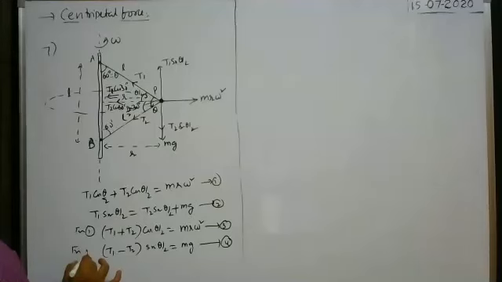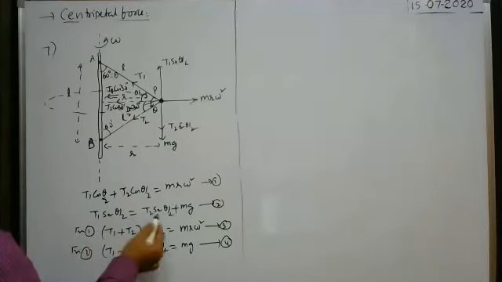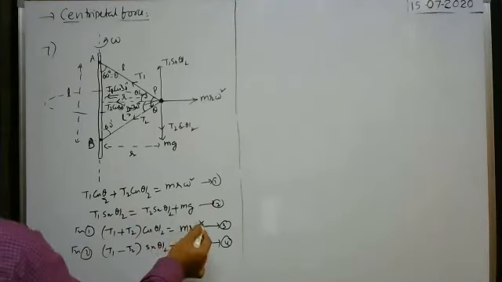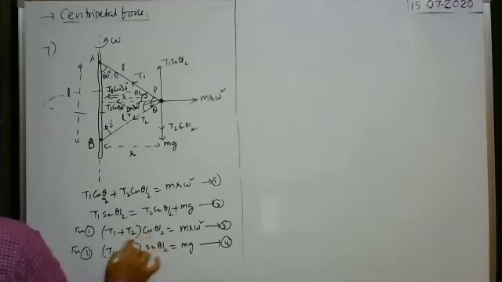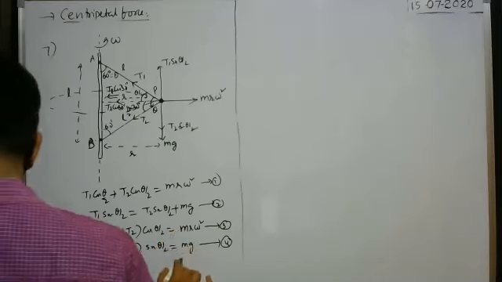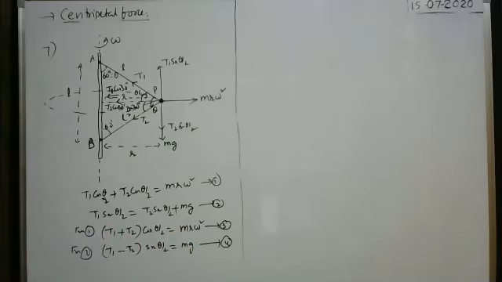So from the second equation we got T1 sin theta by 2 minus T2 sin theta by 2 is equal to mg. Or you take sin theta by 2 common in both terms, then you will get T1 minus T2 into sin theta by 2 is equal to mg. Okay, now we got two equations.